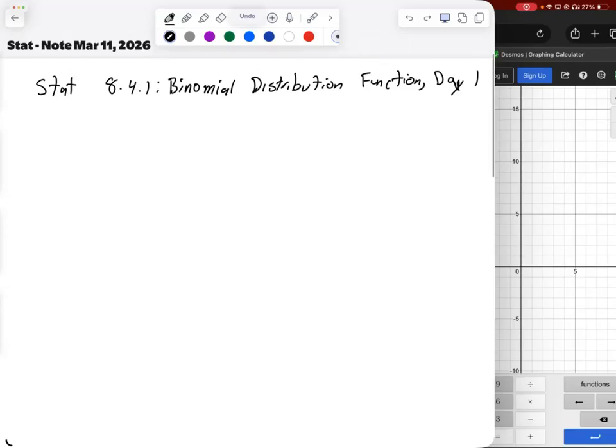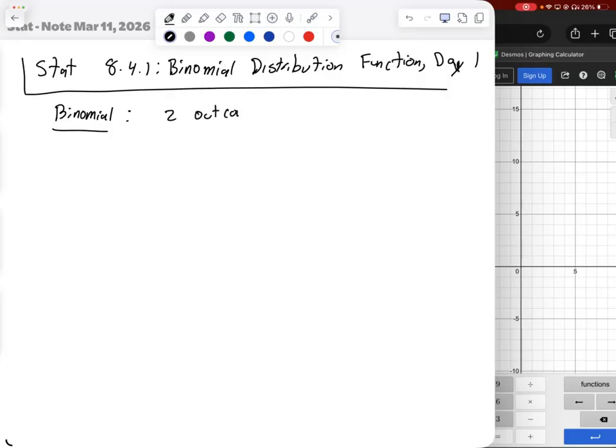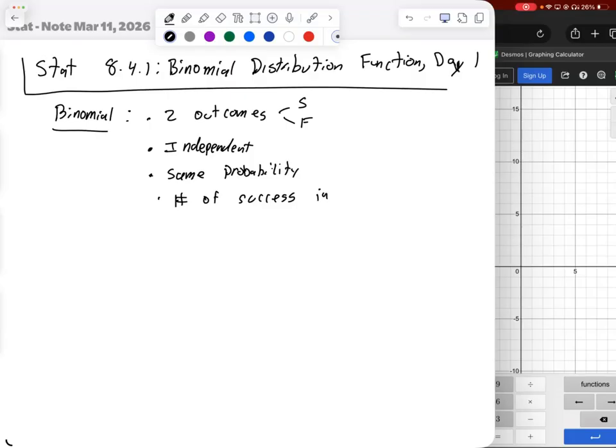All right, so again, we know something is binomial if there are two outcomes, success and failure. They are independent. We have the same probability each time. And we're looking at the number of successes in n trials.